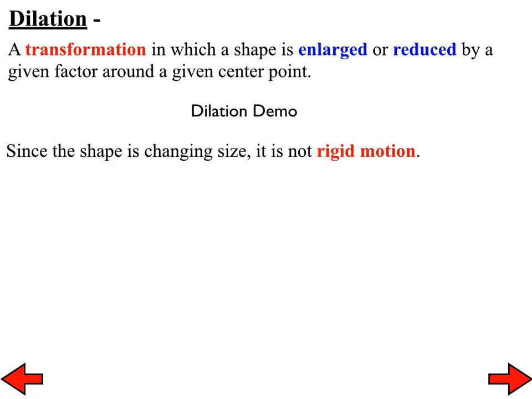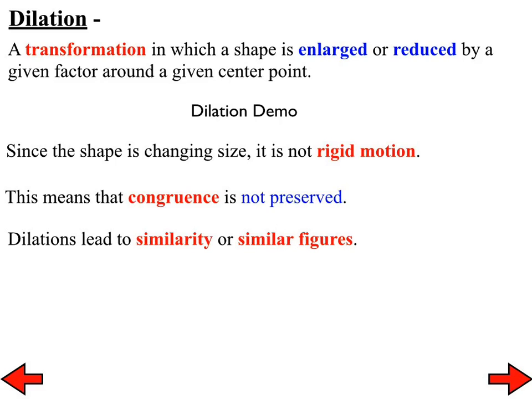Since the shape is changing size, it is not rigid motion. This means that congruence is not preserved. In addition, dilations lead to similarity or similar figures.